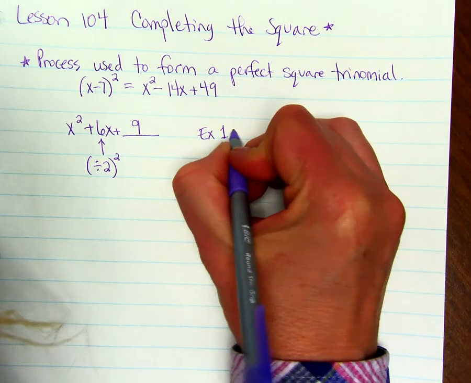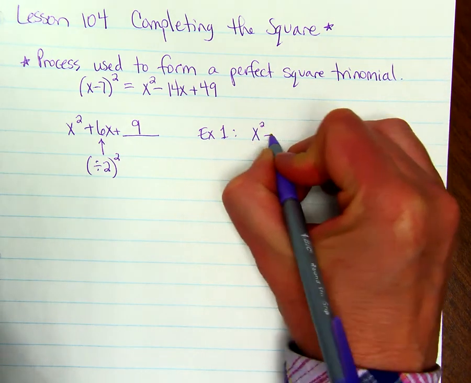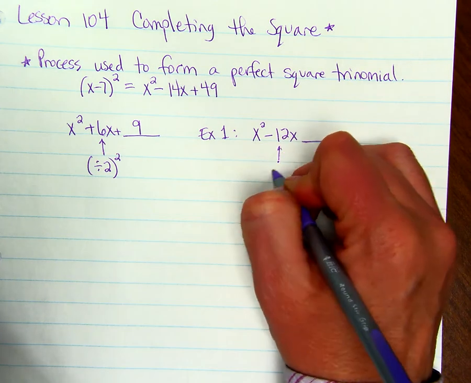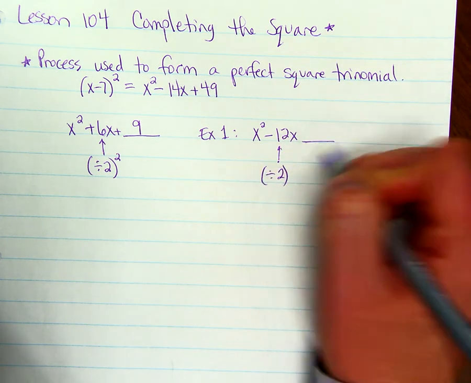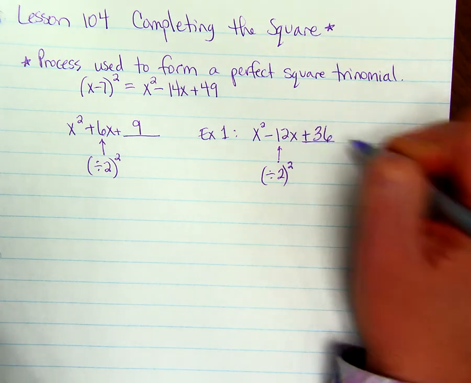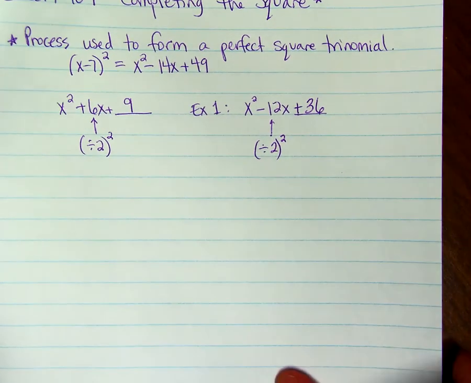Here's an example where we need to complete the square. So we take negative 12, divide it by 2, which is negative 6, square it, which is a positive 36, and we just completed the square.